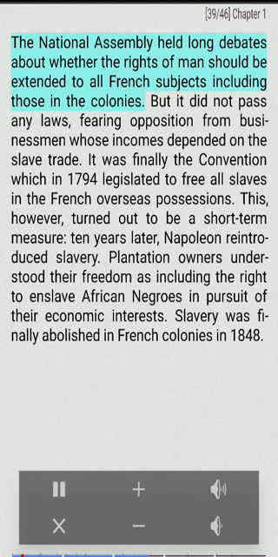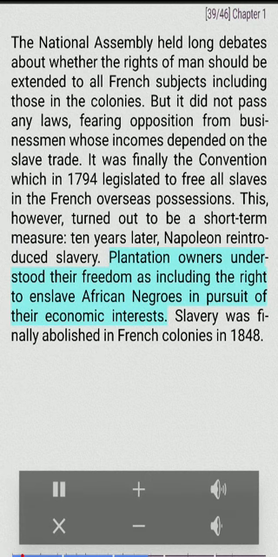Throughout the 18th century there was little criticism of slavery in France. The National Assembly held long debates about whether the rights of man should be extended to all French subjects including those in the colonies. But it did not pass any laws, fearing opposition from businessmen whose incomes depended on the slave trade. It was finally the Convention which in 1794 legislated to free all slaves in the French overseas possessions.